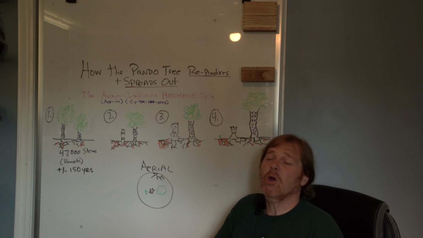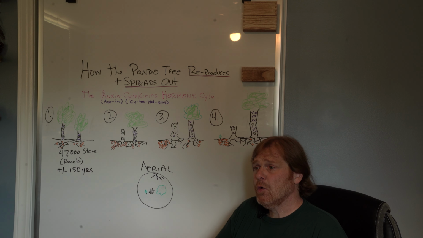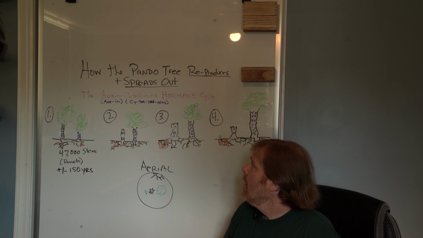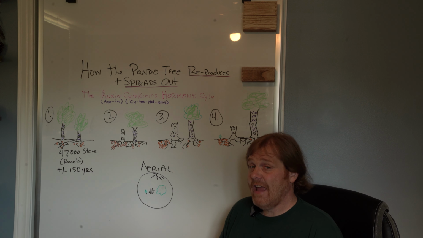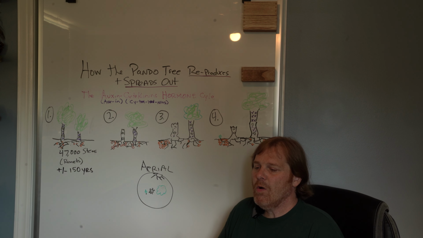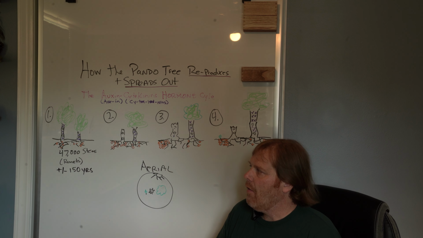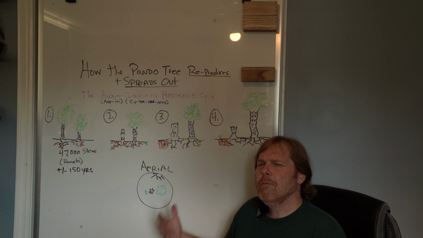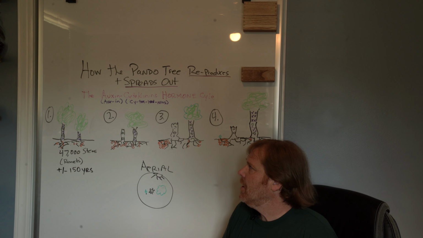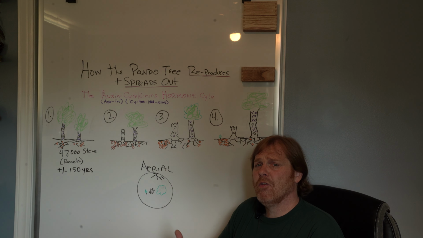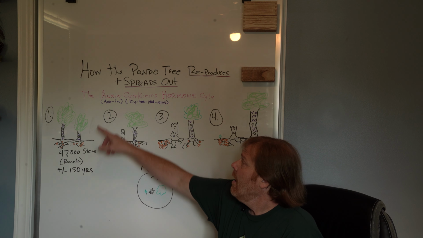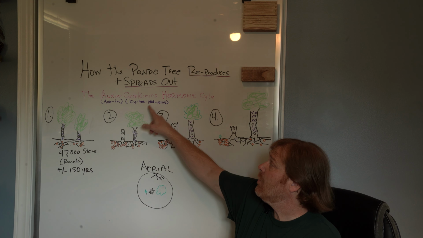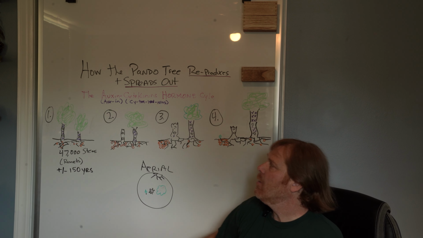But the primary way that Pando spreads out and reproduces is through something called vegetative reproduction, and what that means is that it clones itself. Well, how does it clone itself? The cloning process is hormone driven, and it's about the presence and absence of two hormones. It's called the auxin-cytokinin hormone cycle.